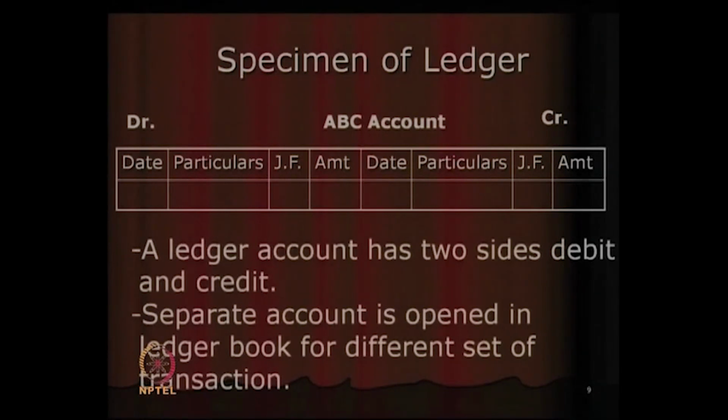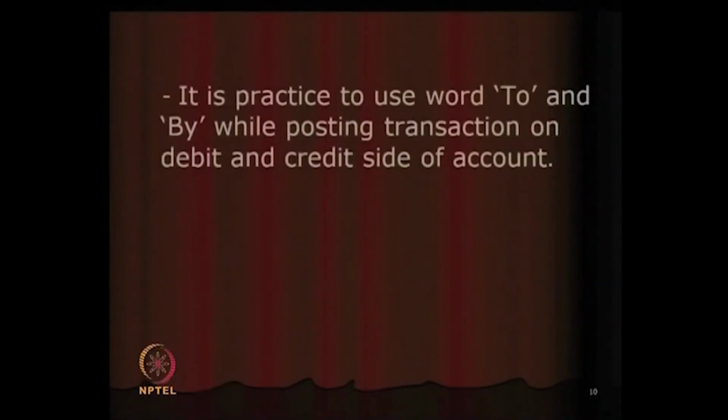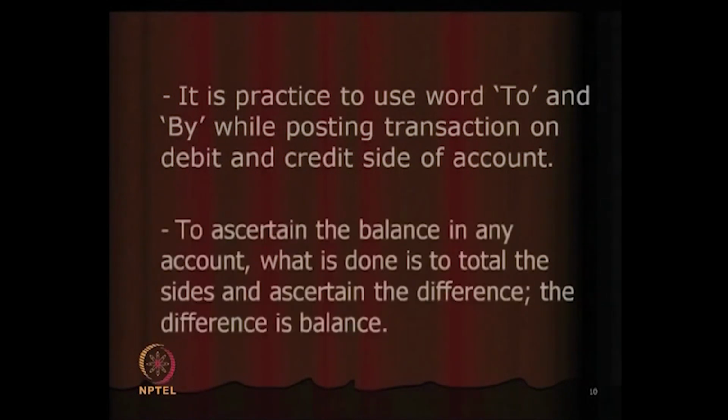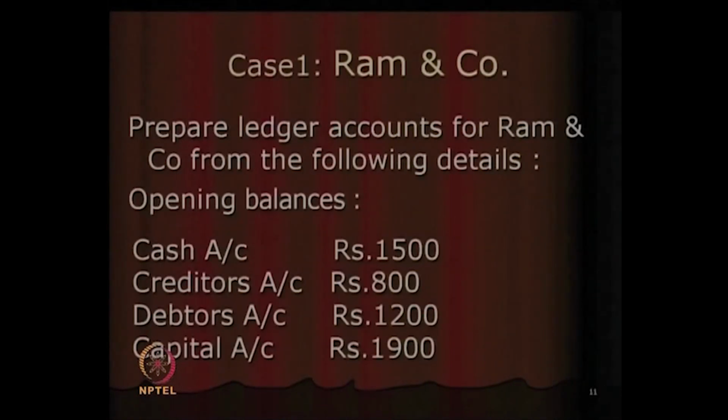Separate account is opened in the ledger book for different set of transactions. Usually, we record the transaction on debit side which starts with to, and on credit side we start with by. To ascertain the balance in any account, we take the total of debit and credit, and the difference is known as balance of account.